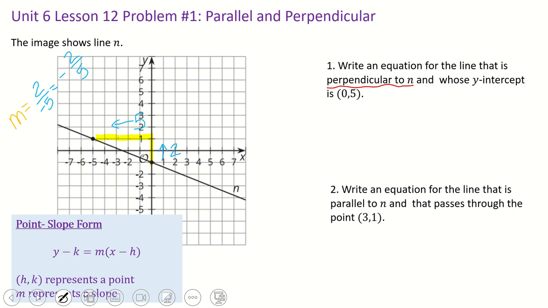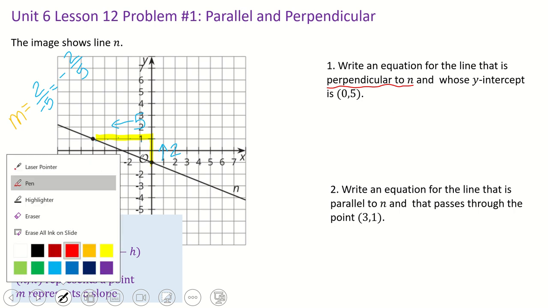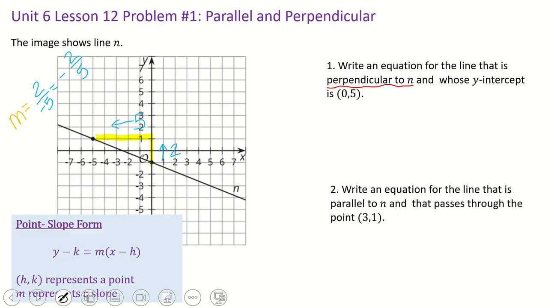What we need to do for this is we are going to use this point slope form. So I am going to first identify my h and k, because h and k just represent the point they told me to go through. So they told me to go through the point (0, 5). The second thing I want to do is figure out what my slope is.